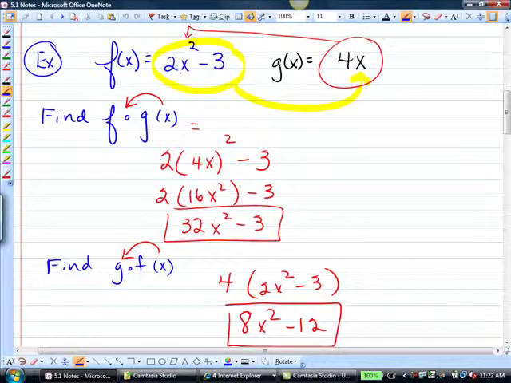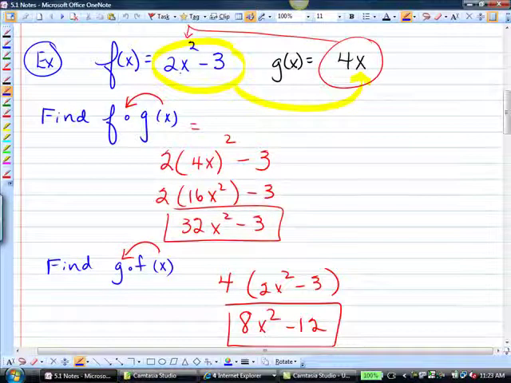Does that ring a bell for anybody? You guys have had composite functions? I know at least 3 have. Anybody else? Is that a foreign concept? Okay. Ben, Travis, you guys have had?